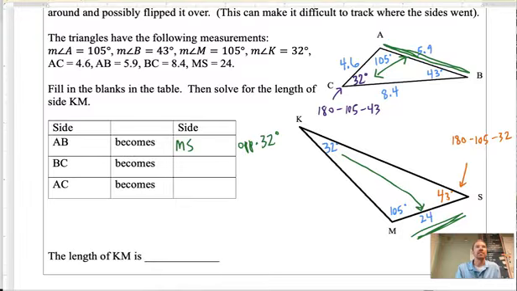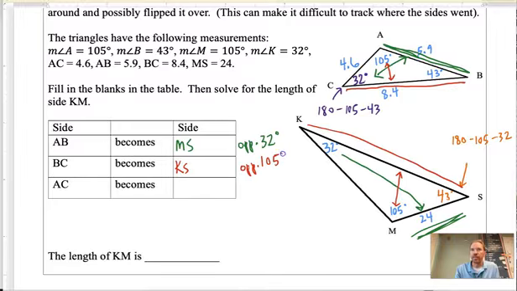What about BC? Where does BC end up? So here's BC. It's the bottom side of the original triangle, but we zoom in, we spin it around, flip it over, etc. So how can I track where BC went? I look at the opposite angle. We got 105 degrees opposite there. So that became the side KS or SK. Those are both opposite 105 degrees.